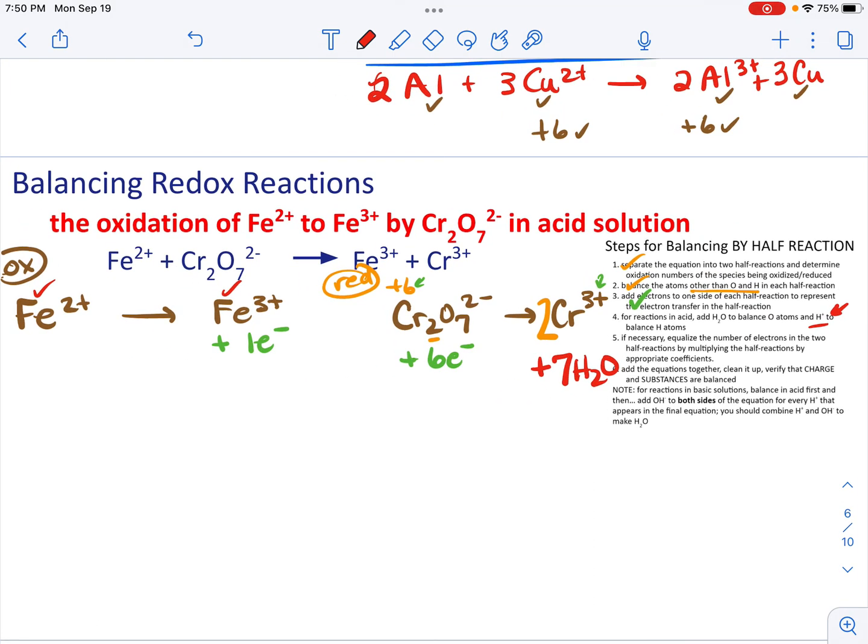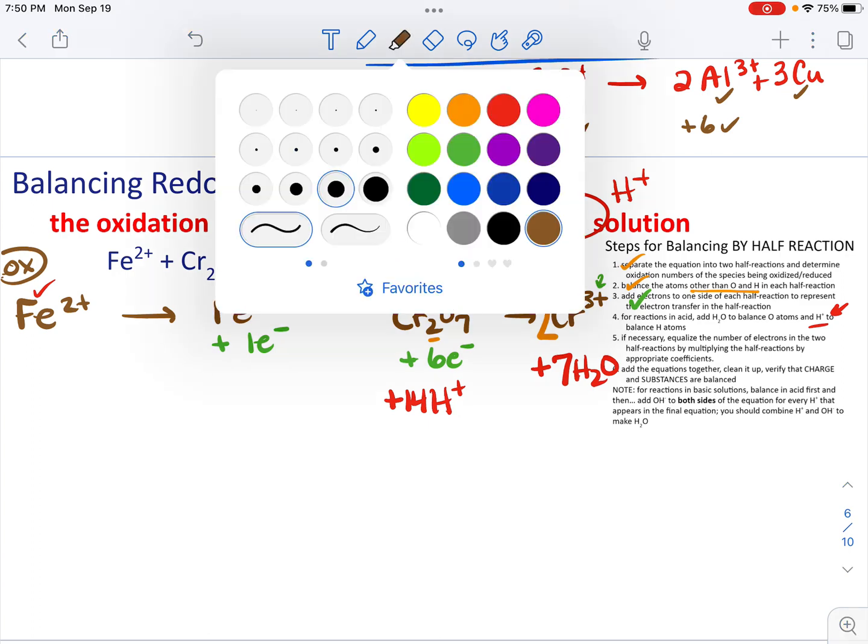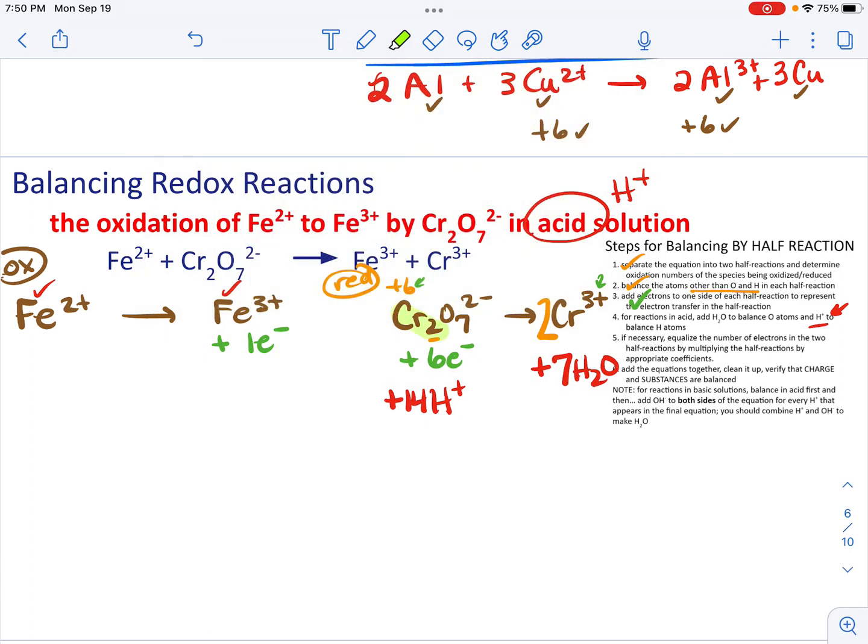So I'm going to come back to the other side, and they have to be hydrogen ions because this is an acidic solution. That means H+ ions. Okay. Notice that the H+ on the left have to add up to the 14 hydrogens that are on the right. So I'm going to put a coefficient of 14 in front of the H+. Now I think I'm done, so I'm going to check charge and substance. So let's look at this together. I see 2 chromium and 2 chromium. I see 14 hydrogen and 14 hydrogen. I see 7 oxygen and 7 oxygen.